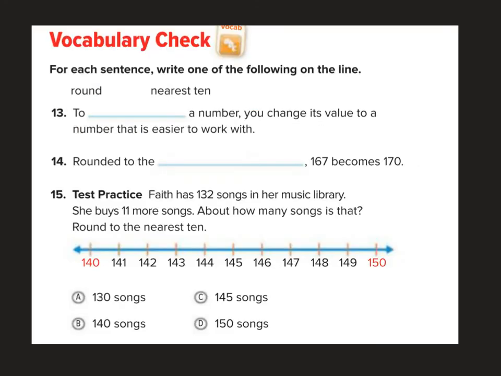For each sentence, write one of the following on the line. To blank a number, you change its value to a number that is easier to work with. To round. Okay, rounded to the nearest 10. That's our only other option. Nearest 10, so let's make sure it makes sense. Rounded to the nearest 10, 167 becomes 170. Yeah, that works out, doesn't it? Because that 7 is going to add 1 to the 6 to make 170.